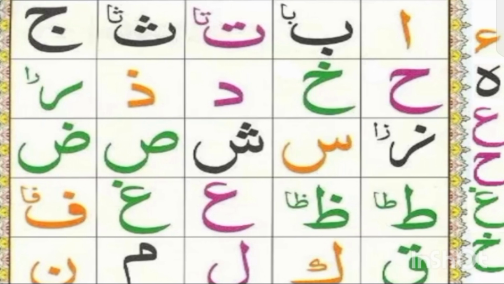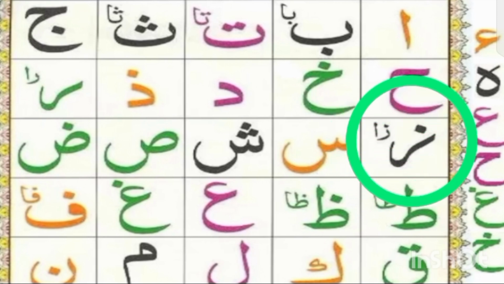We will study the next alphabet letters. So our next letter is Za. This is a light one. Tip of tongue touches edge of lower two teeth and lightly touch upper teeth.